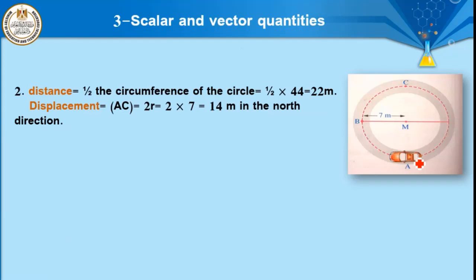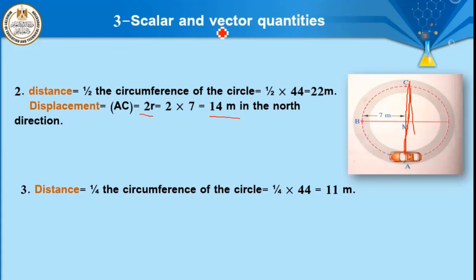The displacement in this case is from the starting point to the ending point. This straight line is called the diameter. A diameter equals 2r. 2r means 2 multiplied by r. 2 multiplied by 7 equals 14 meters in the north direction from A to C.